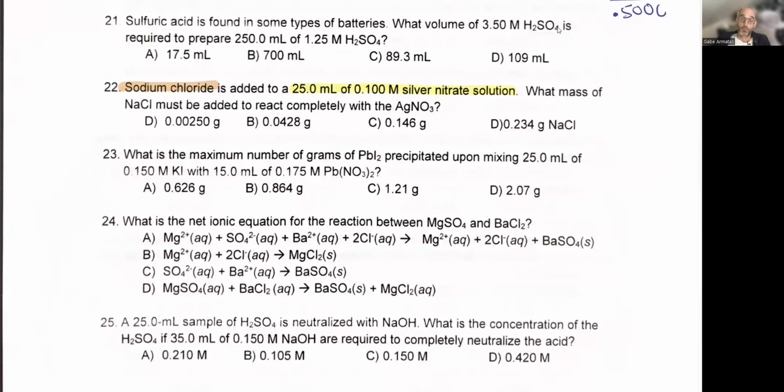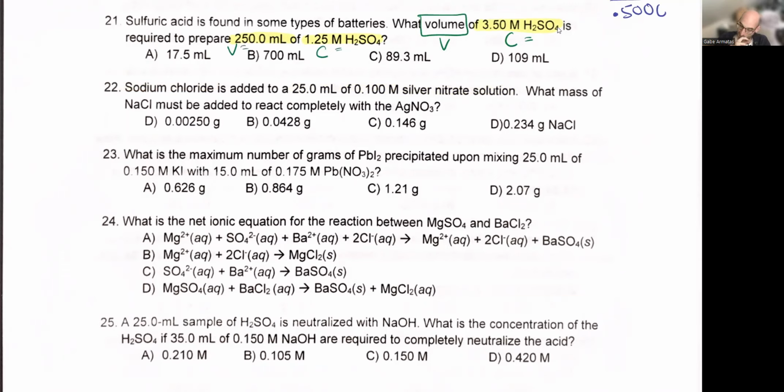Okay, so we're going to work through 21 through 40 on this. 21, sulfuric acid found in some type of batteries. We don't care. What volume? So we know that we are looking for a volume of a 3.5 molar. Okay, so we are given a concentration. I think I know where this is going already. Is required to prepare 250 mils. Okay, that's another volume of a 1.25 molar solution of its concentration of H2SO4.